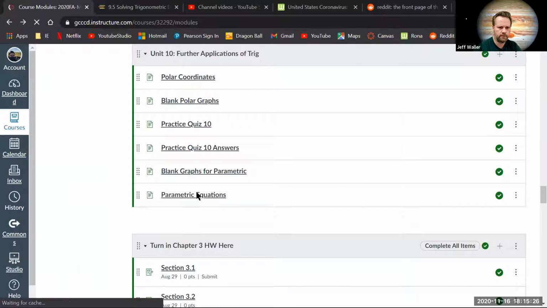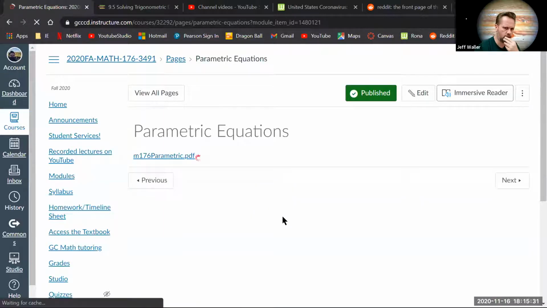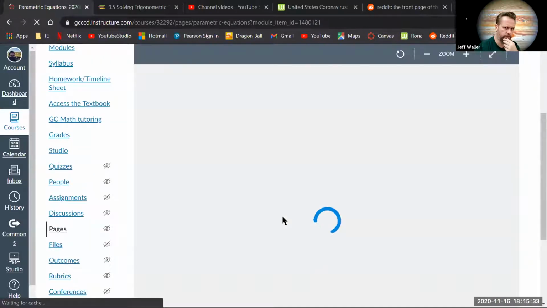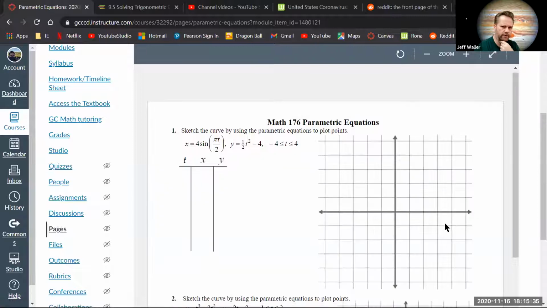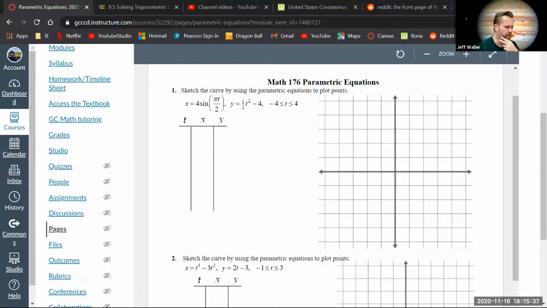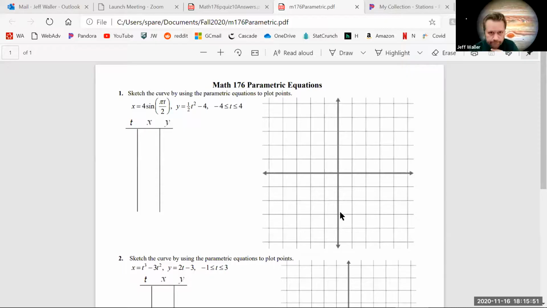Hello, Canvas. All right, here we go. Here's a new thing, parametric equations. If you want to go into Canvas right now and look at this, I'm going to pull it up a different way so I can write on it. Here it is. That was quicker than normal. All right, let's take a look at this.